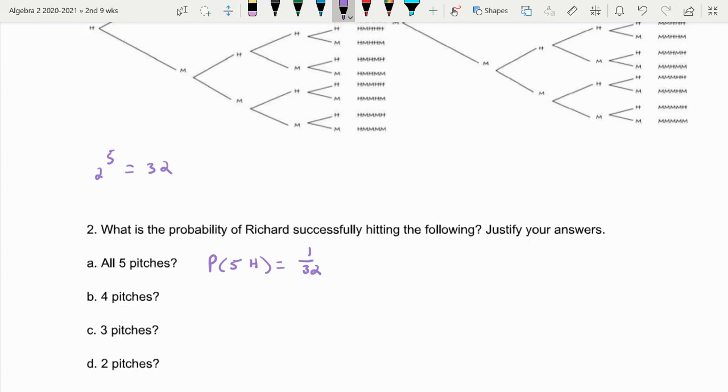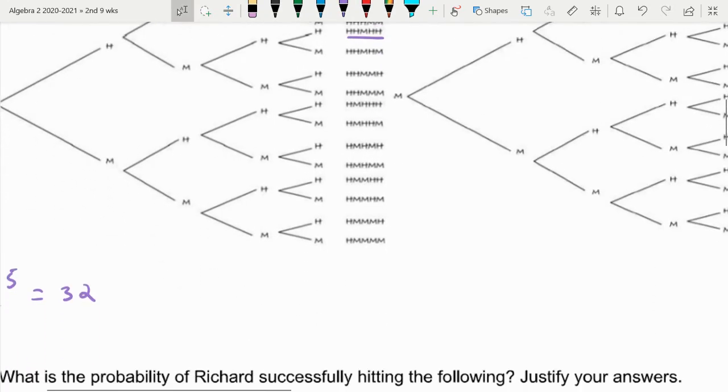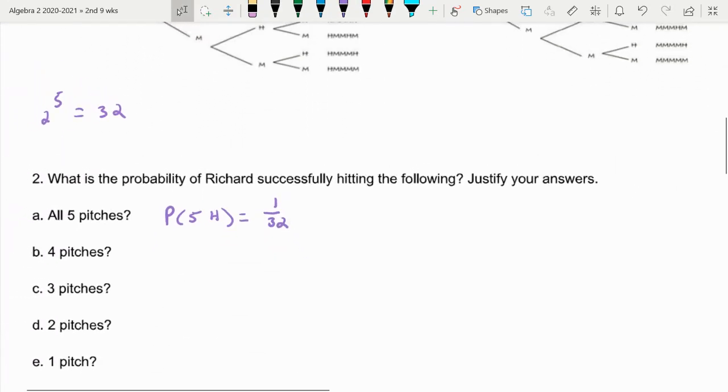What about four pitches? Well, you go into your tree diagram, and then you look at how many you hit four. So you count all those that you're going to hit four. You start circling, or underlining, all the hits that have four, and you try to count. That one has three. This one has four. This one has three. And you count them up. If you count them up correctly, of the four pitches, the probability of four hits equals, there's five total out of all the bunch, so it's five out of 32.